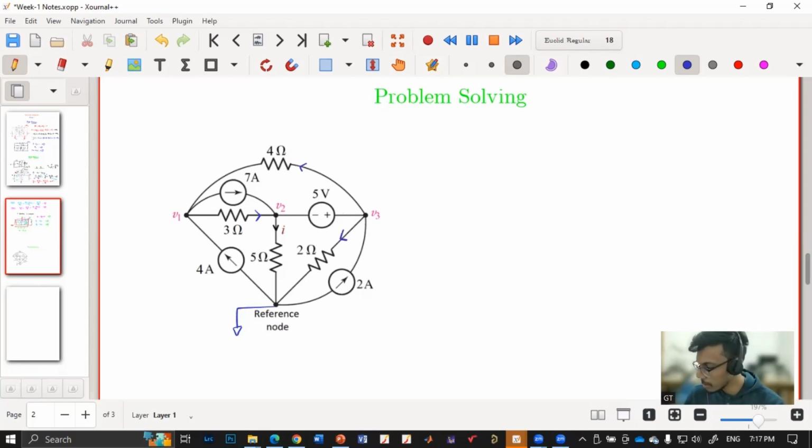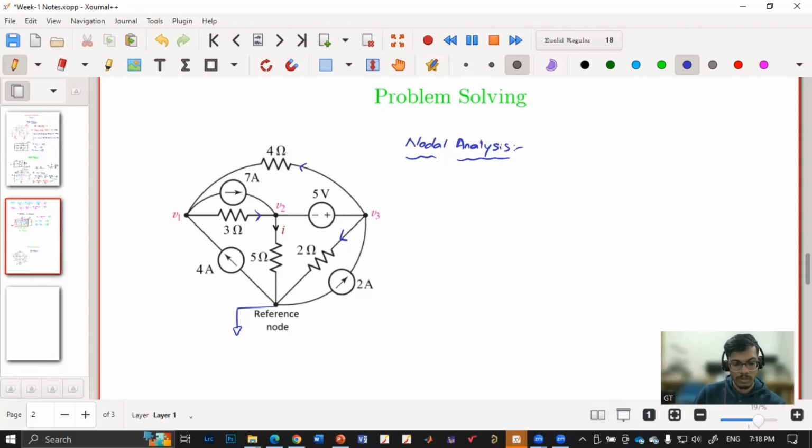So now I'll apply, so this, we are applying nodal analysis. So I'm writing nodal analysis. Sir, can you please once say what is the role of the reference node? So the reference node is, in a given circuit, we are calculating voltages.